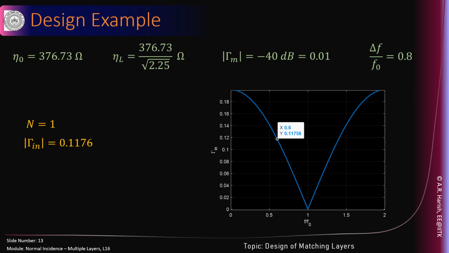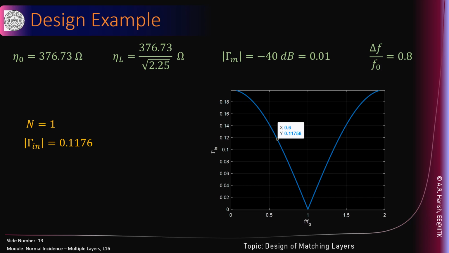Suppose eta naught is 376.73 ohm, that is the impedance of free space, and the other end happens to be a material with a permittivity of 2.25. Therefore, eta L is 376.73 upon square root of 2.25, whatever be that number, MATLAB handles it. Maximum allowed gamma m is 0.01 or minus 40 dB. Delta f by f naught, I would want 0.8. That's my requirement. If I choose n equal to 1 and delta f by f naught 0.8 implies I am looking at f by f naught of 0.6 and I want to see whether I have achieved 0.01 or not.